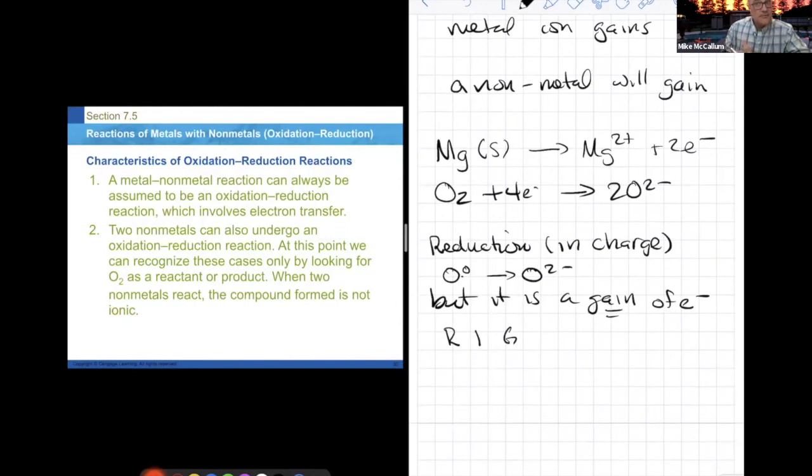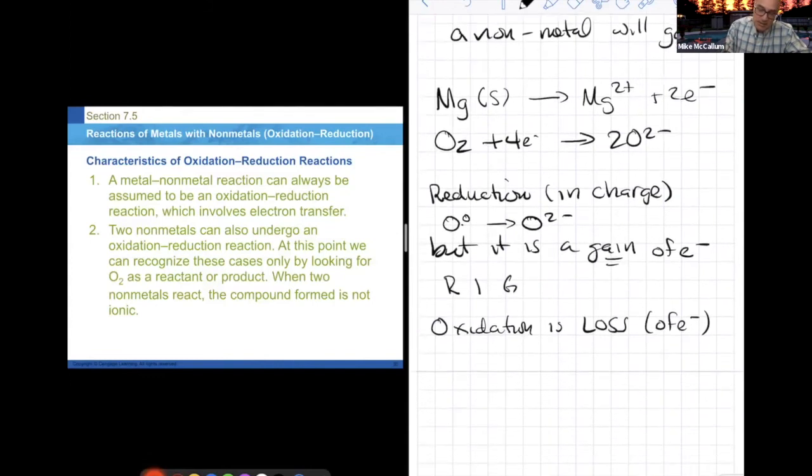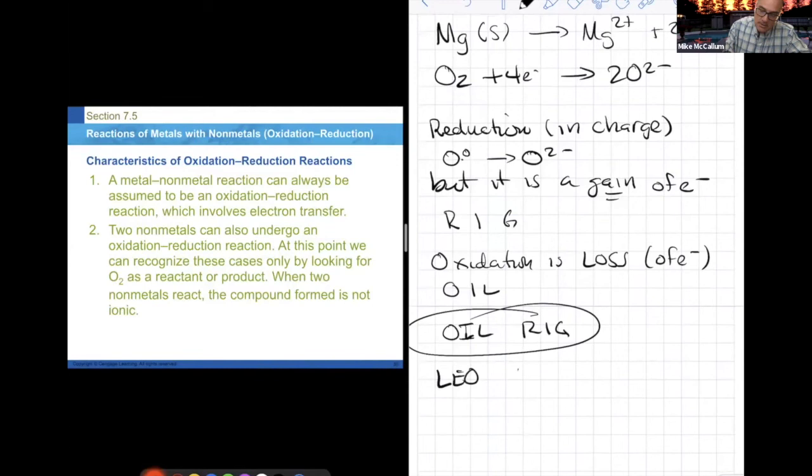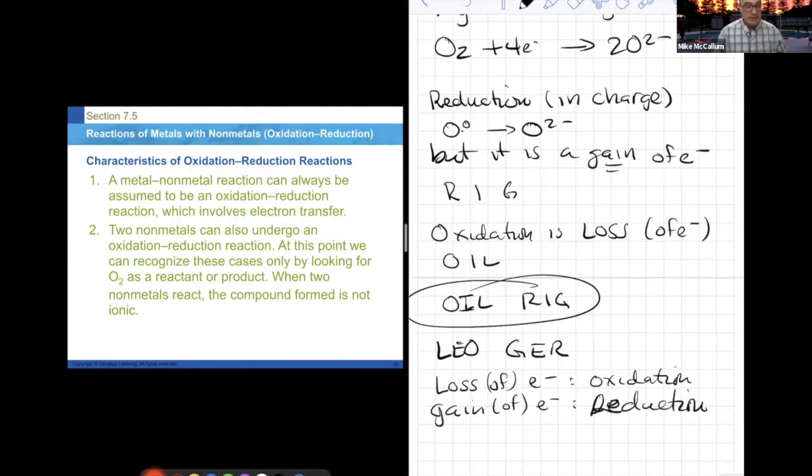Reduction is gain. Well, this is half of the mnemonic OIL RIG. What's the other half? Oxidation is loss of electrons. And we can see that from this magnesium half reaction, right? Magnesium coughs up 2 electrons, like a bad habit. And that's oxidation is loss. Oxidation is loss. I did this backwards, but that's where the OIL RIG mnemonic comes from. The other one is LEO the lion says GER. I don't know how much this is used anymore, but: loss of electrons, oxidation; gain of electrons, reduction. So maybe those two things can help you.